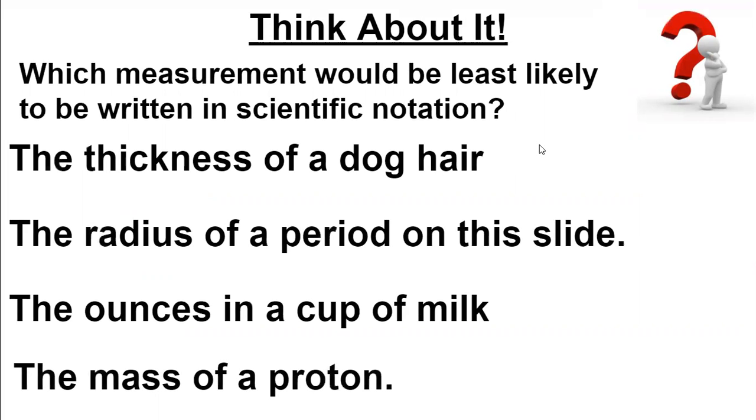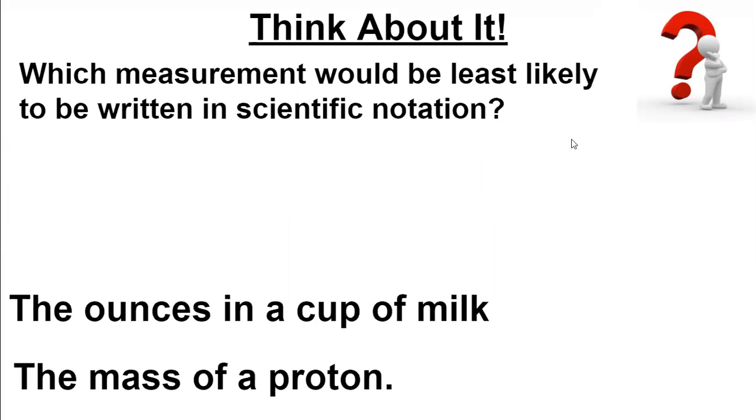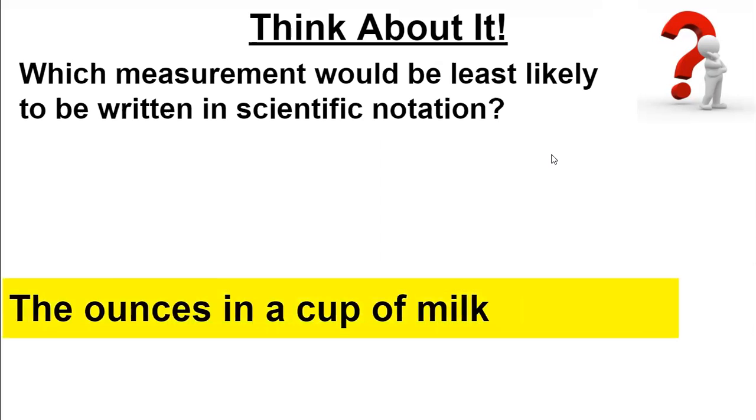Which ones can we eliminate? Which ones would be helpful to be written in scientific notation? Well, we know that the radius of the period on my presentation there would be very, very small. So that would be a good candidate for writing in scientific notation. Also, the thickness of a dog hair would be very small, so that would also be a candidate. And the last one would also be a good candidate. However, the ounces in a cup of milk is not that small, so that one would not be written in scientific notation. That would be the number 8 ounces, correct?